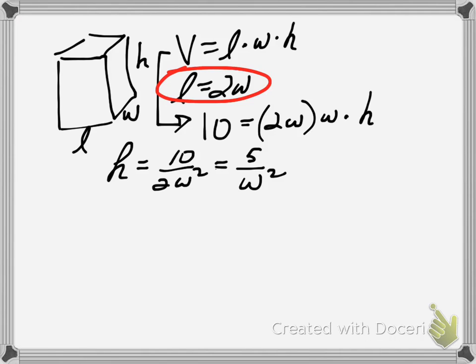or 5 over W squared. All right, so now I have everything in terms of W: the length, the height, and the width.